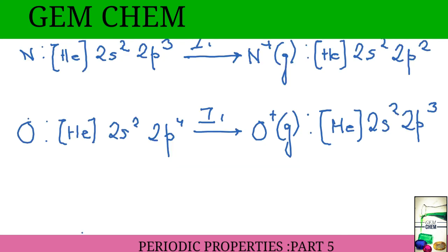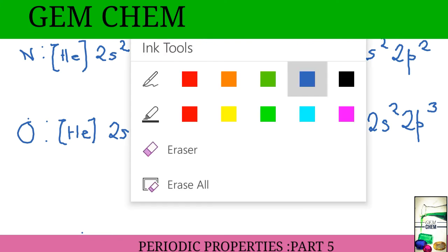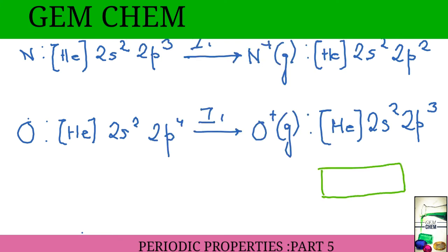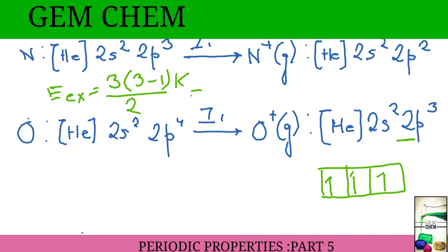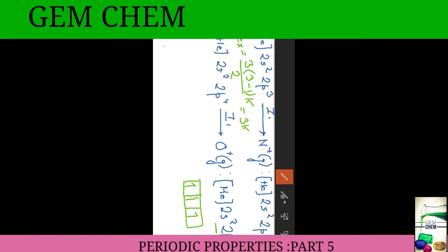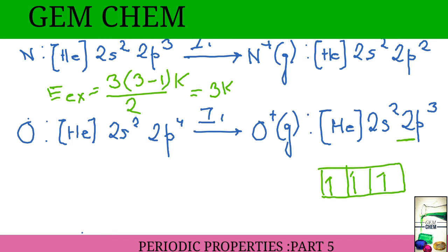Now we see that here it is decreasing, that is, the energy required to remove the electron from oxygen is decreasing. Now see, there is a presence of half-filled configuration here. For the p orbital, we know there are 6 positions to be occupied. So this is the half-filled model, so this is a stable configuration. We know for this the exchange energy is 3 minus 1 by 2 K, equal to 3K. Now the calculation of exchange energy is already told in atomic structure part 10 video. If you have not watched it, please do watch it. I will give the link in the description box.